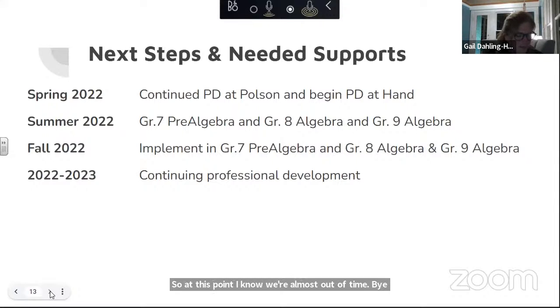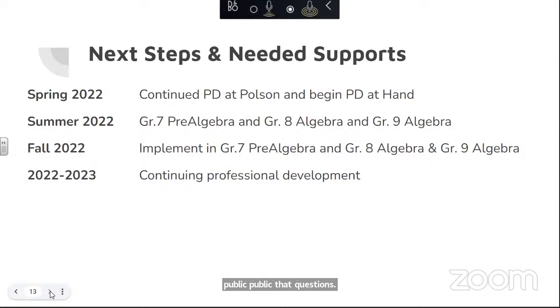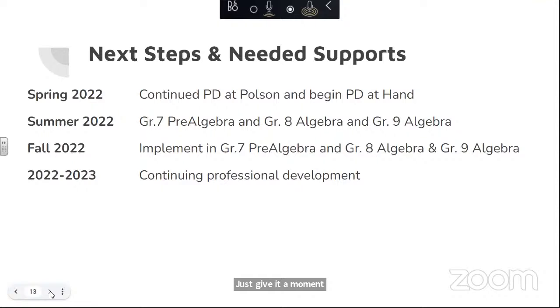So at this point, I know we're almost out of time. I want to make sure that we have any last questions for the committee or anything that we can provide you with. Any other questions from the committee? Wendy, do we have people in the public? This is an opportunity for the public to ask questions. No one has their hands raised at the moment. We'll just give it a moment. No, it looks like no takers.